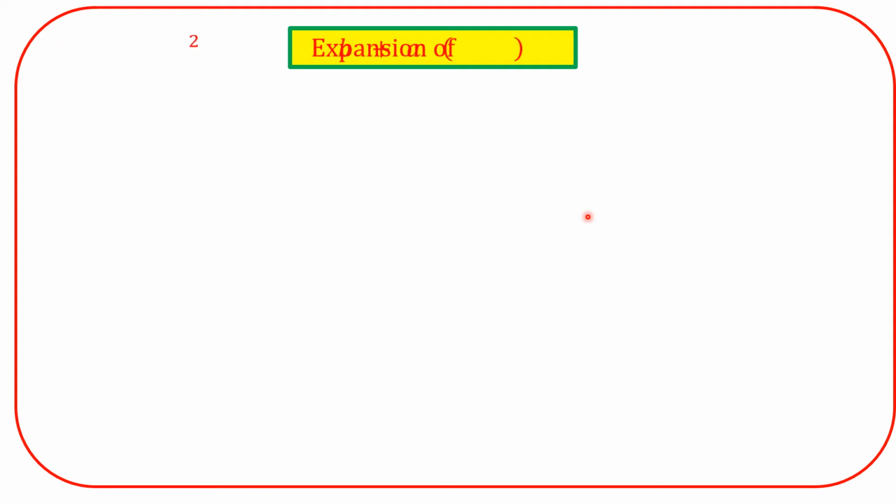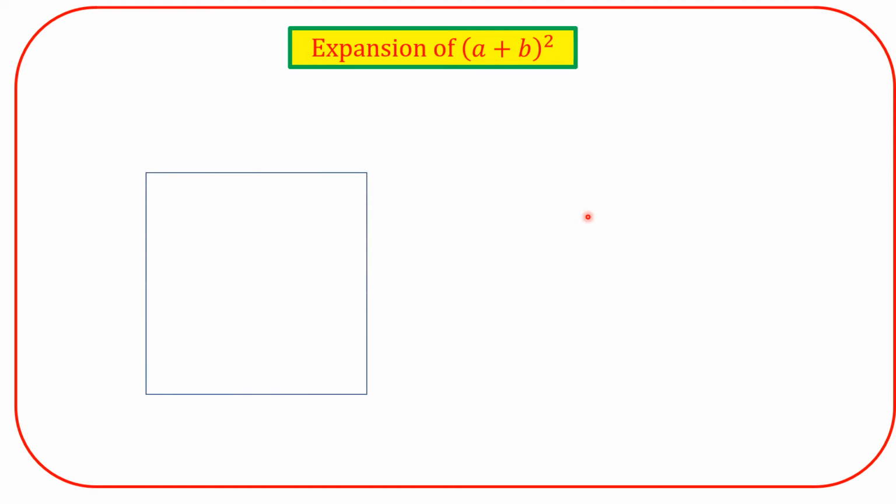Expansion of (a + b) whole square. Here, using the area, we find out (a + b) whole square. Here I draw a square. Observe the video carefully. This part is a and this is b. Here also a and b. Means the length of the square is a + b.